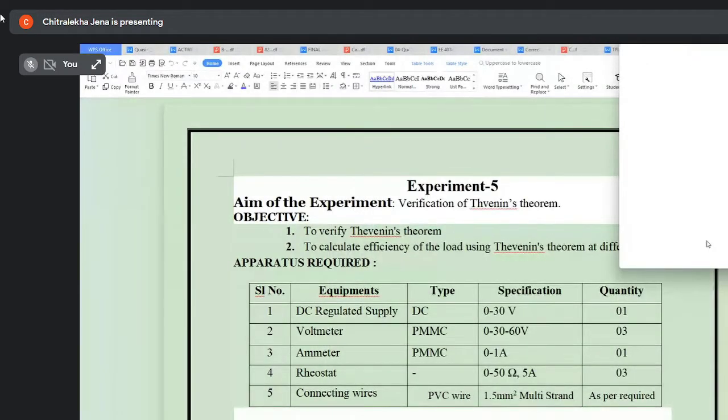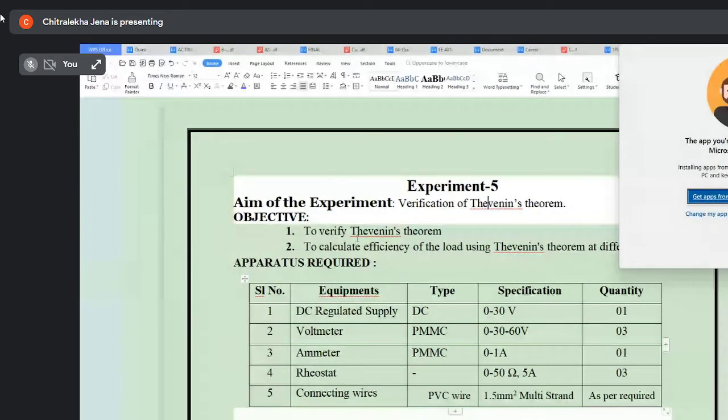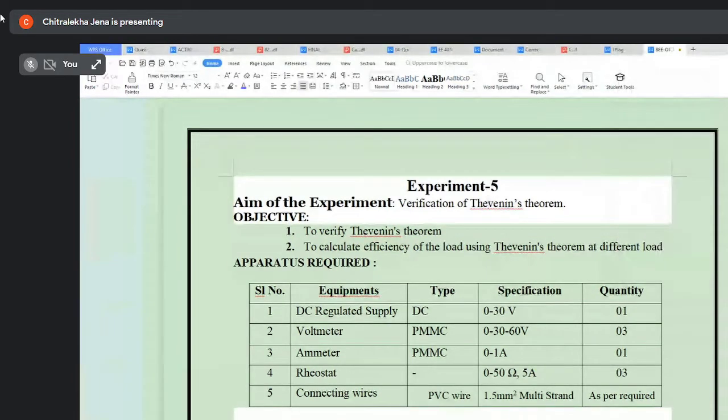So the aim of the experiment is verification of Thevenin's theorem. You will find out where you can apply Thevenin's theorem. You can apply Thevenin's theorem to any linear active bilateral network. Remember, somewhere you will get the question: what is the limitation of Thevenin's theorem? You cannot apply it to a non-linear network. You cannot apply it to a unilateral network. Am I clear? Yes, ma'am.